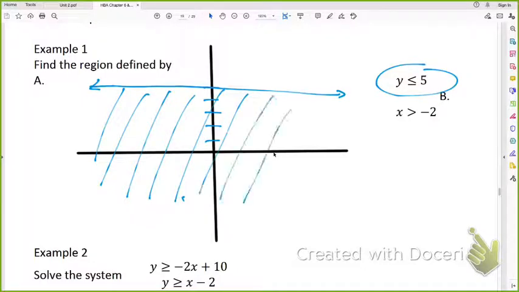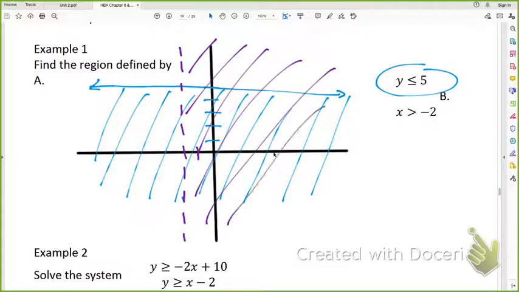Okay, this is considered to be a linear system of inequalities because there are two inequalities. What kind of line would be x is greater than negative 2? Okay, x is greater than negative 2 would be vertical. It would be a dotted line because it is not equal to. In which way would you shade on this one? To the left or the right?